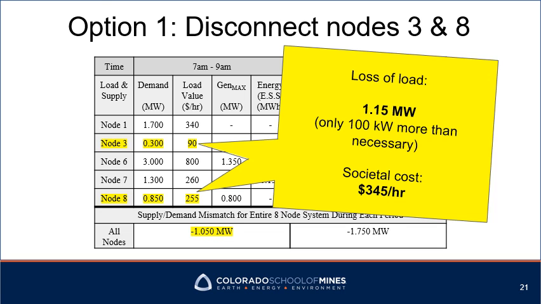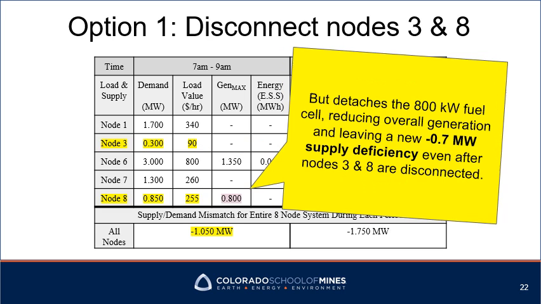So disconnecting nodes 3 and 8 initially appears as the best way to shed enough load so that supply can meet demand with shedding as little load as possible. So doing this would get rid of 1.15 megawatts, which is only 100 kilowatts more than necessary, which is quite ideal, at a societal cost of $345 per hour.